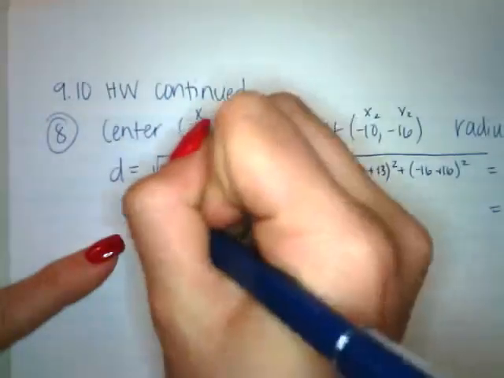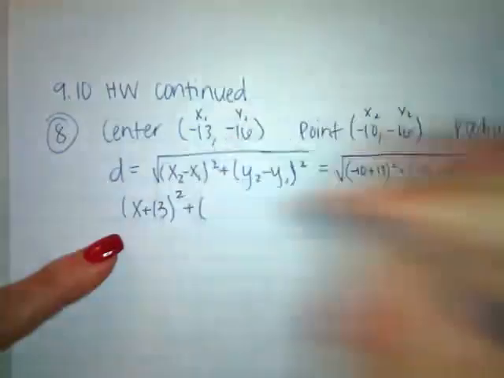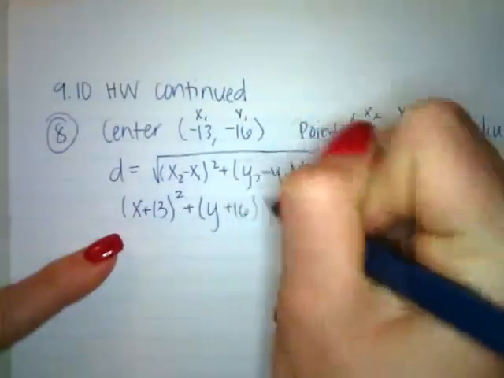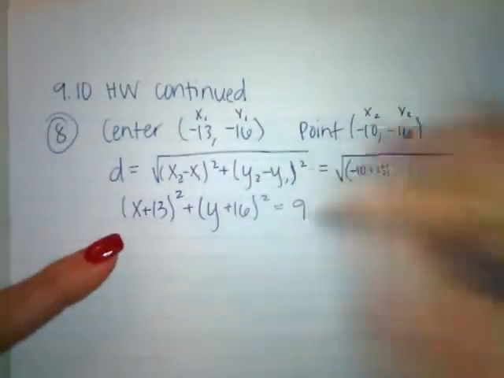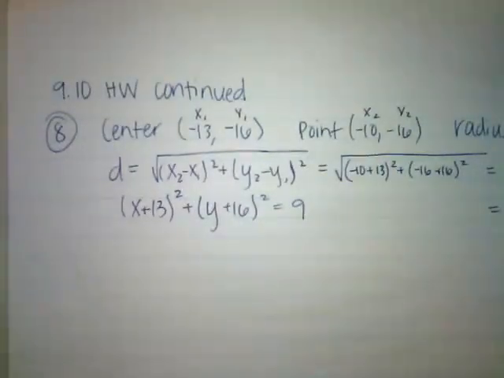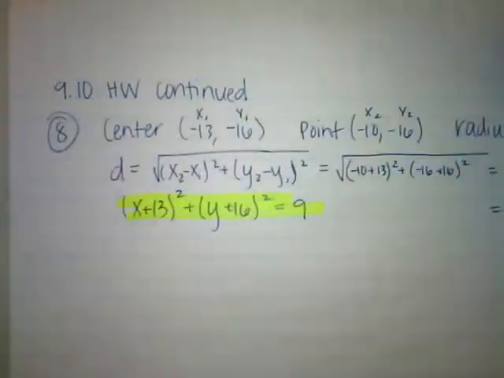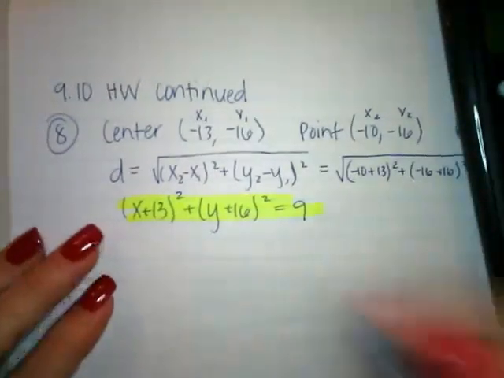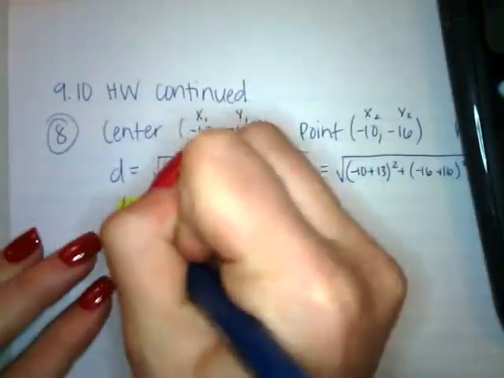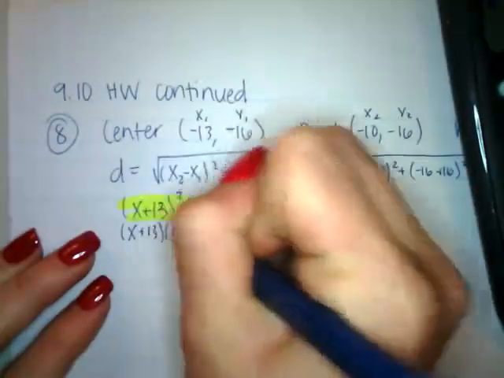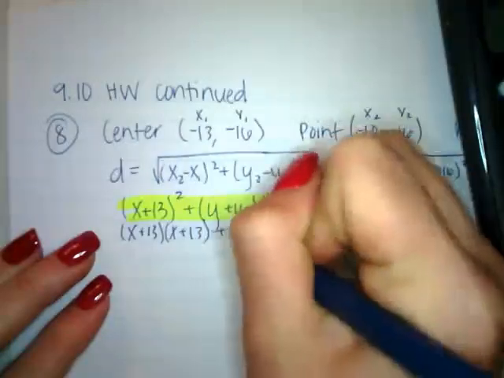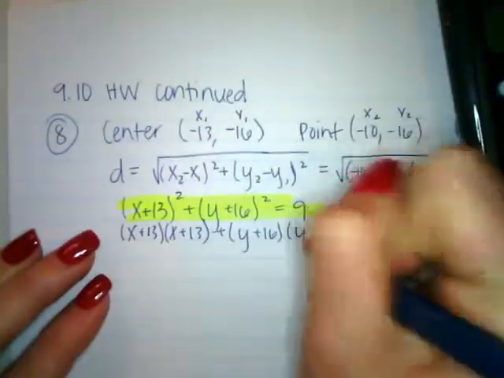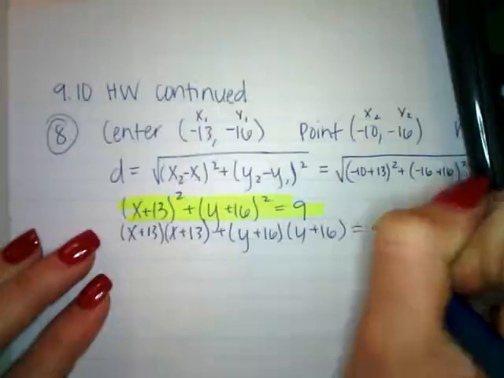(x plus 13) squared plus (y plus 16) squared equals our radius squared, which is 9. Then we can convert this into general form by FOILing these. That's going to be x plus 13 times x plus 13, y plus 16, y plus 16.